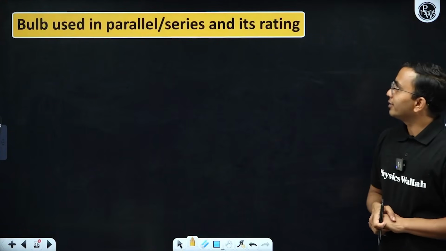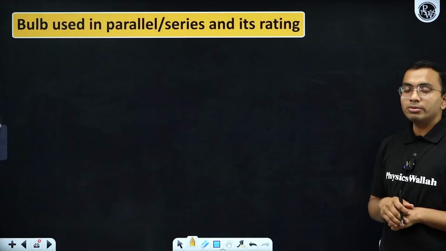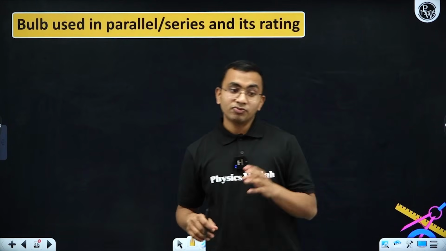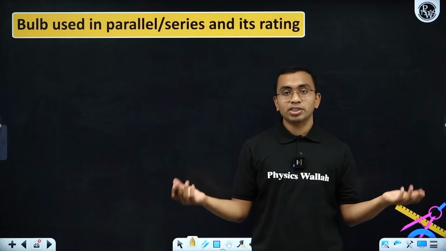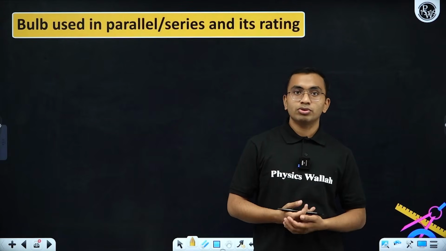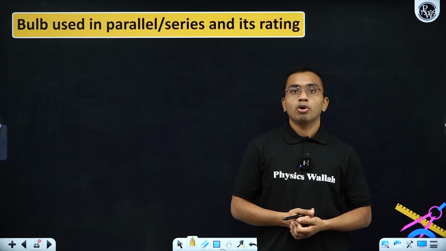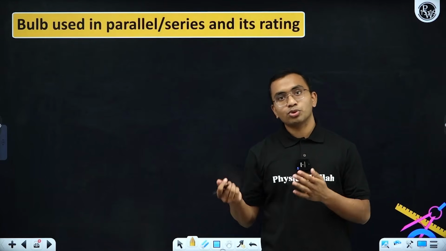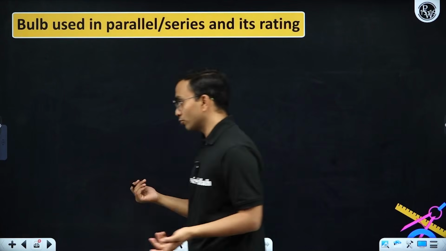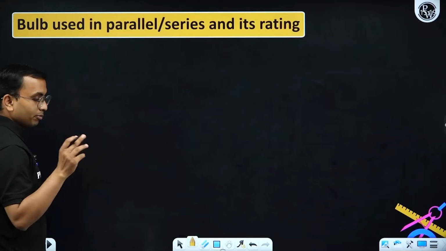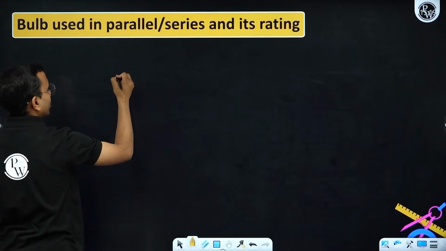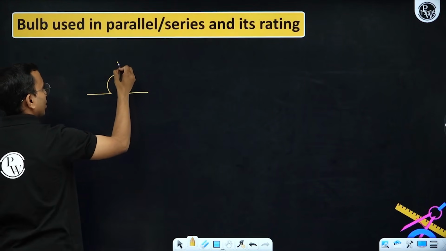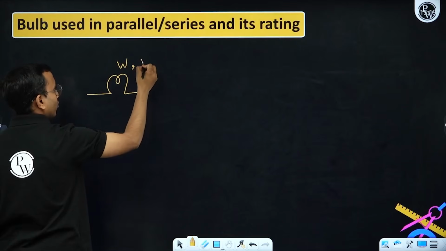Bulbs used in parallel and series and their ratings. Sometimes multiple bulbs are given with their ratings, and then it is asked which one will be the brightest. Brightest means the maximum power dissipated across that bulb. So you see which one has maximum power, or it is mentioned to find the current through that bulb or the potential across that bulb. When a bulb is mentioned, the rating of the bulb will be given to you in watt, and the voltage rating will be given to you.